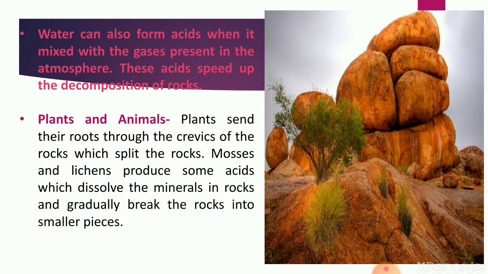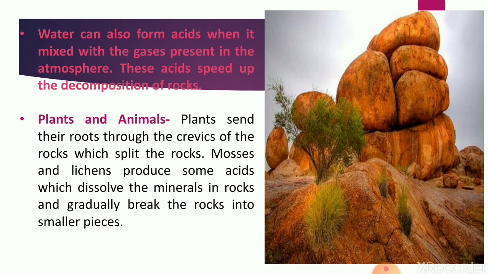So plants, their roots get spread in the cracks of the rocks, and they split the rocks. Means when the roots spread, the rocks are broken down, they split into smaller particles, but their chemical composition will not change. So here rocks are broken down into smaller pieces. Then this is the agent of physical weathering. We can say plants and animals are biological agents, but they act as agents of physical weathering.